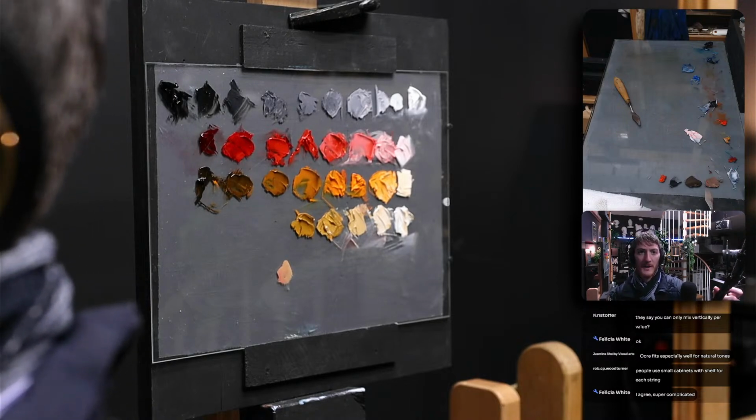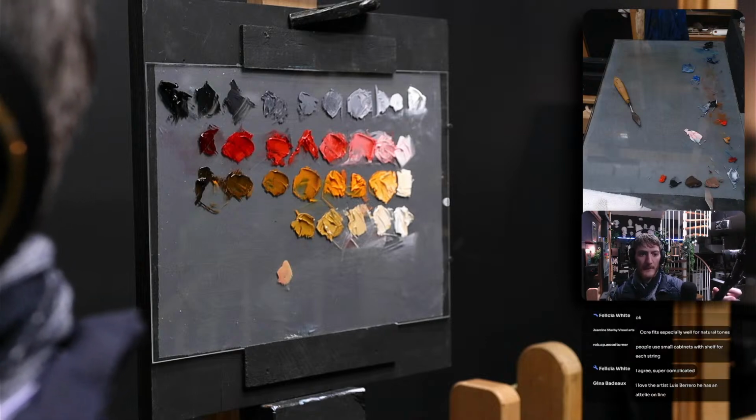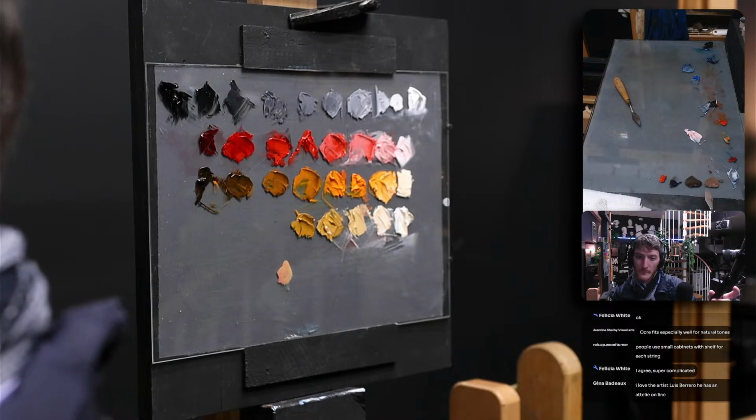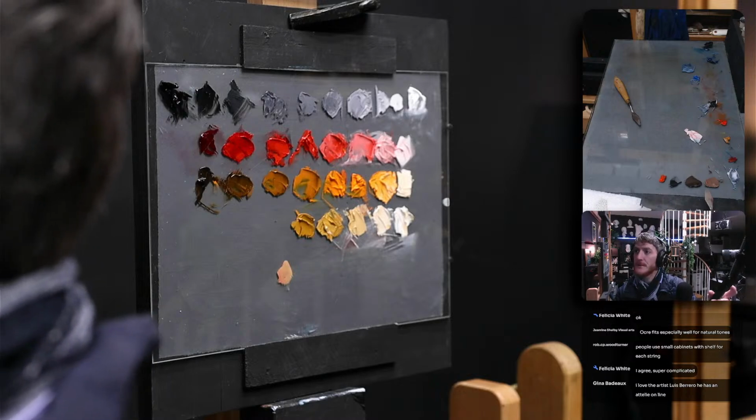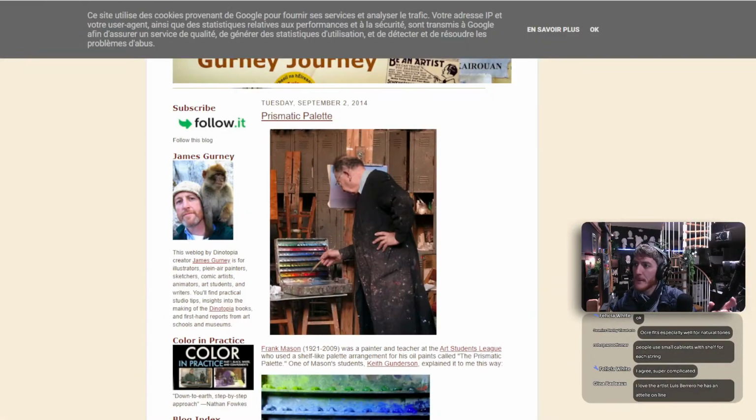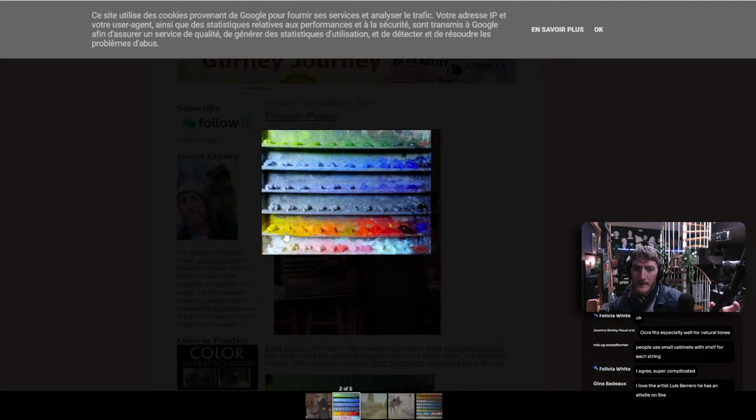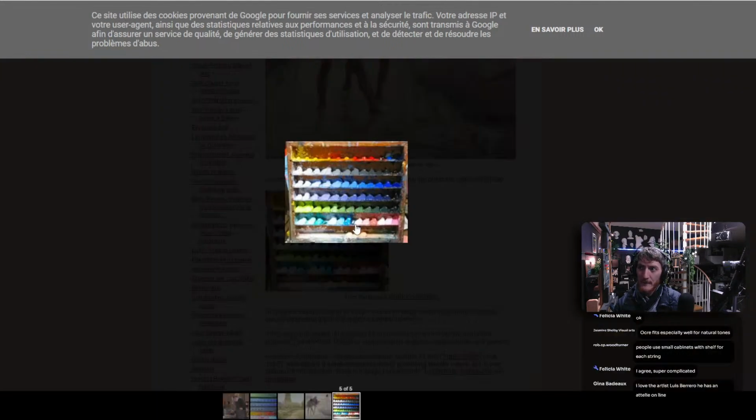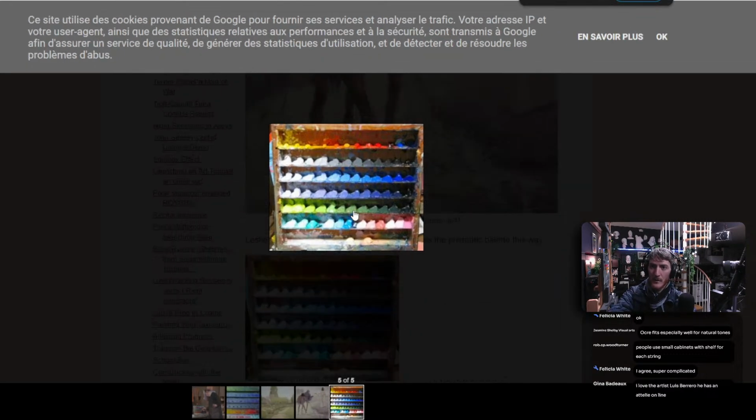It was actually on James Gurney's blog. Look at this beast. So this is what Rob was talking about. The little shelf thingy. So all the colors here are organized vertically like that. Sorry, it's not very big, but you get the point. I don't know if I can zoom in any closer.